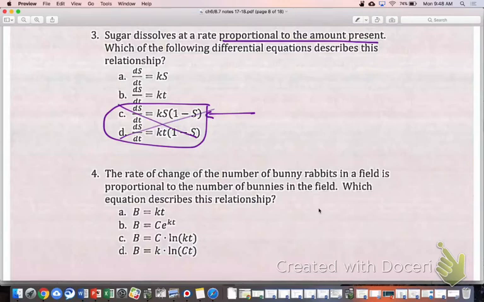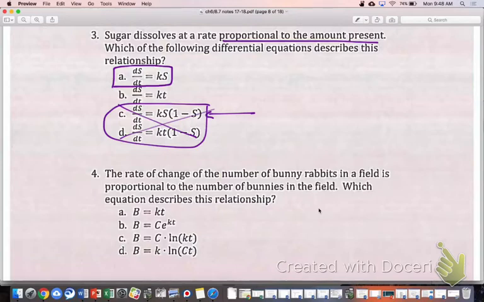So it came down to A or B. Which one did you guys pick? A is right. A is definitely right. This is saying that the rate is proportional to the amount that's present. How would you describe B? If it said the rate is proportional to time, that could be something, but it's certainly not proportional to the amount present. So A would be the correct answer for number 3.